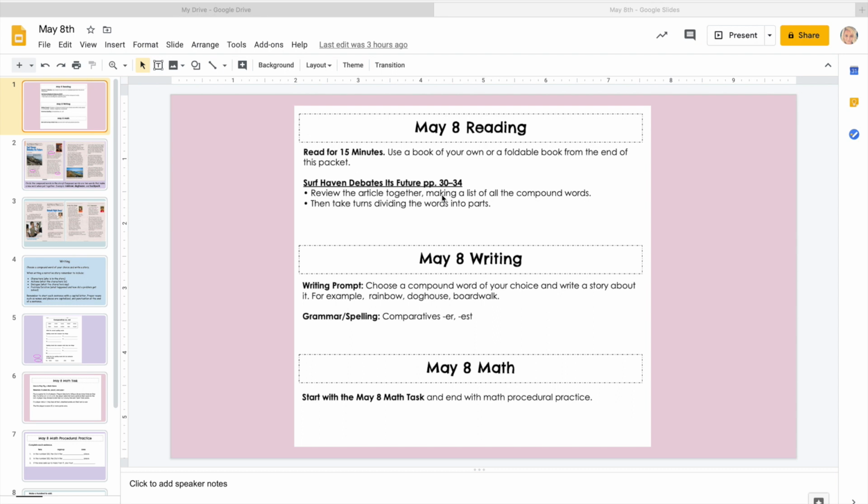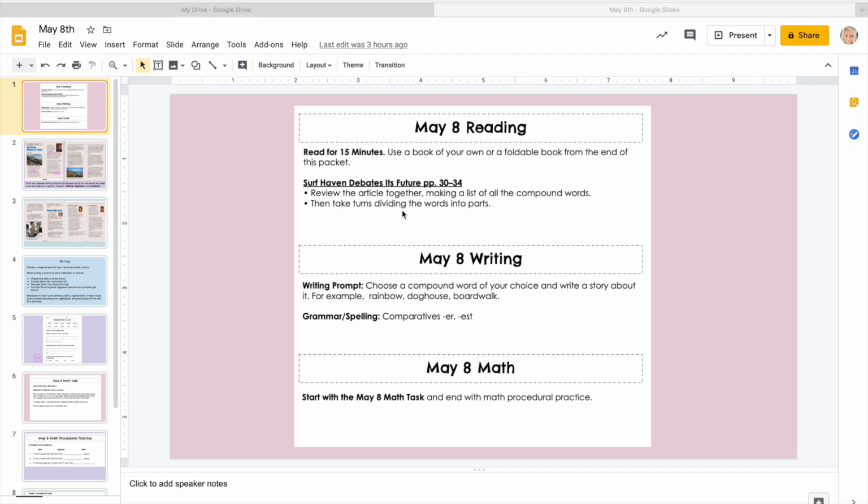The other thing that we're going to be doing for reading is you're going to review the article together and make a list of all the compound words. So that informational article that we've been using the last 2 days, you're going to go through that and make a list of all the compound words. But an easier way of doing that is just circling the words in that article. And remember, a compound word is two words that are put together. Okay? And I will go over that a little bit more once we get to that portion of the packet.